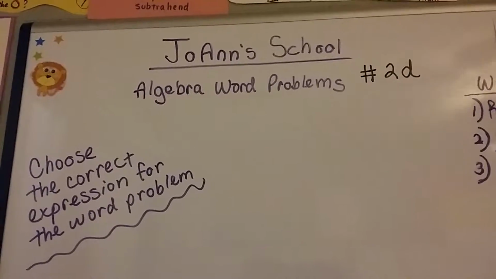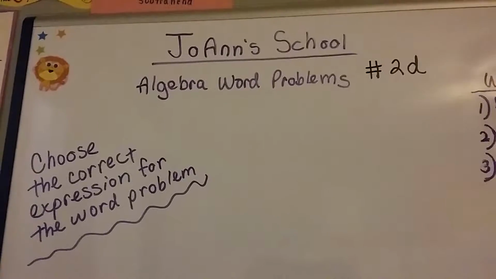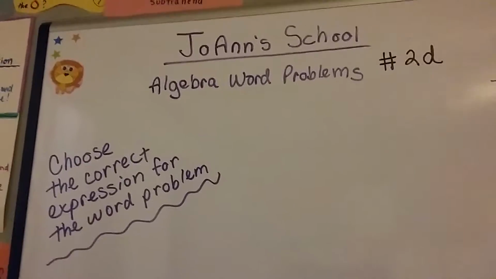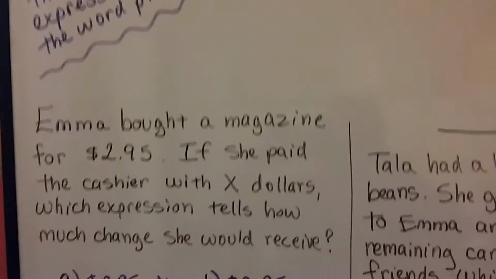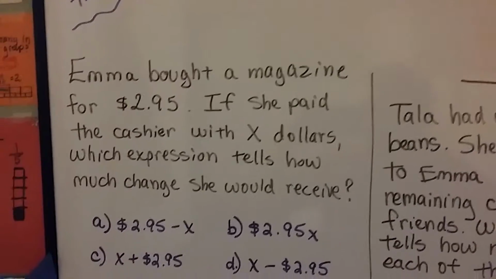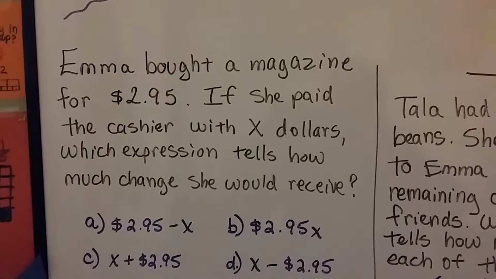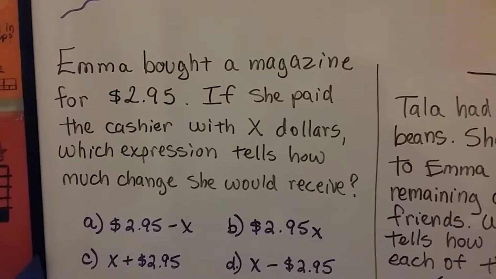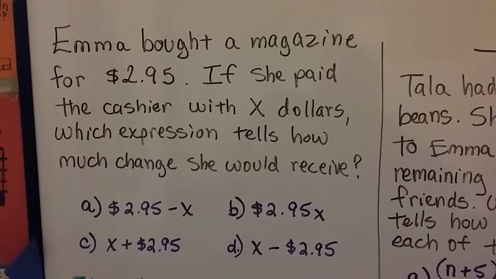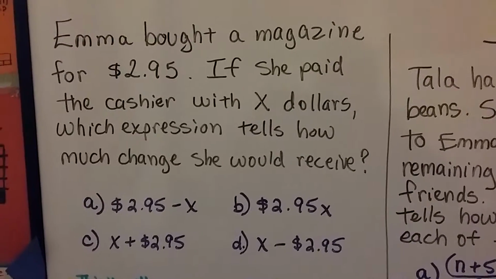Algebra word problems number 2D. Choose the correct expression for the word problem. Okay, here's our word problem. Emma bought a magazine for $2.95. If she paid the cashier with X dollars, which expression tells how much change she would receive?